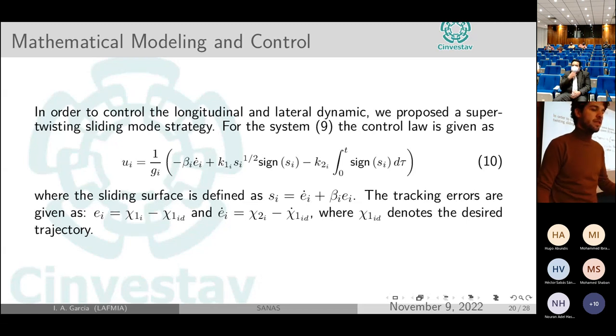The super-twisting controller is given by this control law, the one in equation 10. And well, the sliding surface is defined by this equation, and the tracking errors are these two. And also here is denoted the desired trajectory. This desired trajectory is the position that is estimated using the vision algorithm in real time.